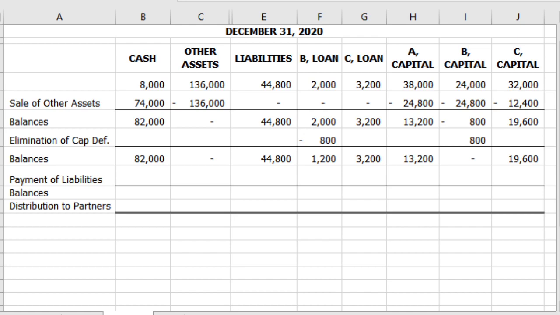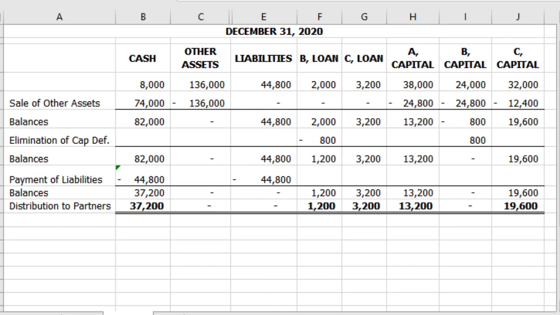So, after natin ma-eliminate ang capital deficiency, magbabayad na tayo ng utang. So, ayan na yung ating after payment of liabilities. Ito na yung remaining cash natin, 37,200. And then, B loan up to C capital is that should be 37,200. So, please check. Dapat chine-check nyo yan every now and then kasi nga baka meron kayong nakaligtaan. So, after nyan is distribution to partners na. So, gagayahin lang natin yun kung anong amounts yung nasa itaas.